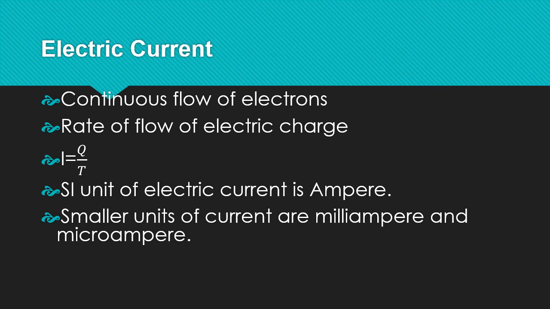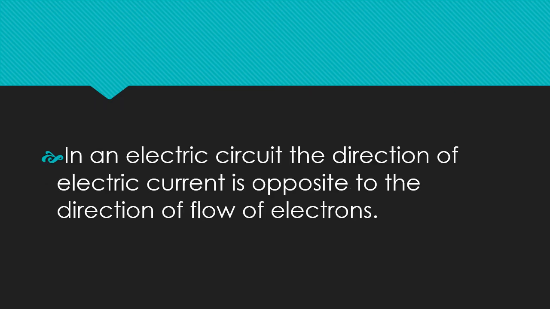SI unit of electric current is ampere. Smaller units of current are milliampere and microampere. In an electric circuit, the electric current flows in the opposite direction to the flow of electrons. This current is called conventional current. It flows from the positive terminal of the battery or cell to the negative terminal.